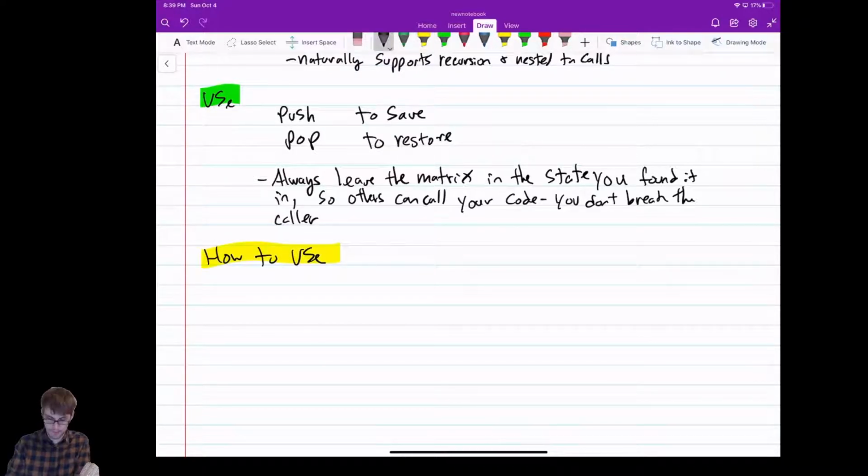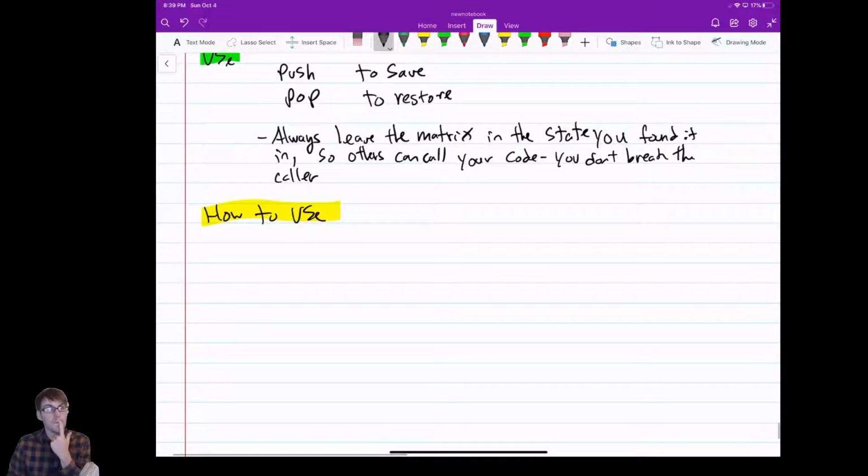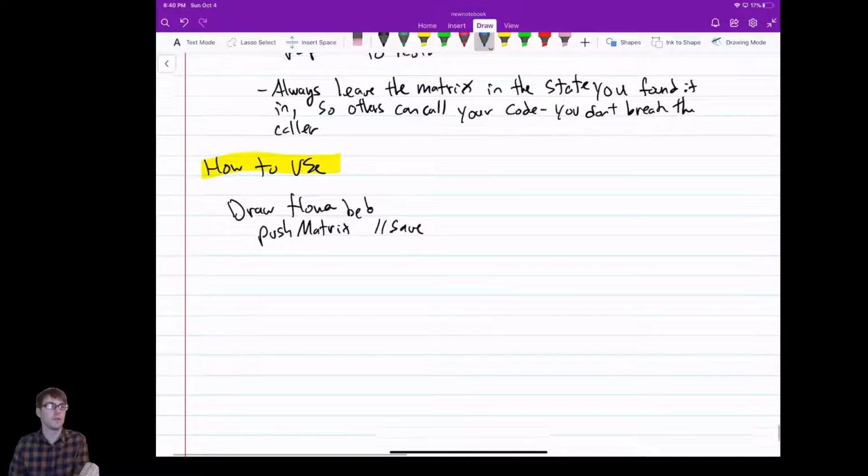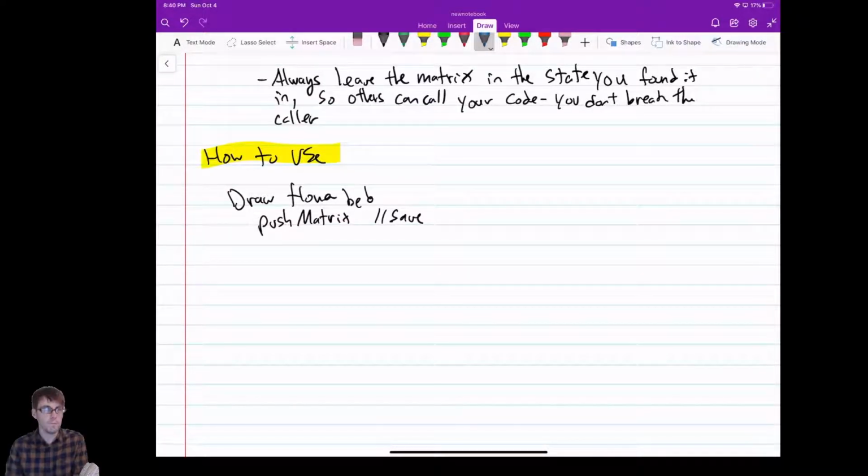How do we use it? So I'm going to keep going over our previous example. Draw a flower bed as our function. Now the first thing we're going to do is push matrix. So we save it. I really should be using blue for code. It's no big deal. So we can save it, right? Good. We save the matrix. We can always come back to it.